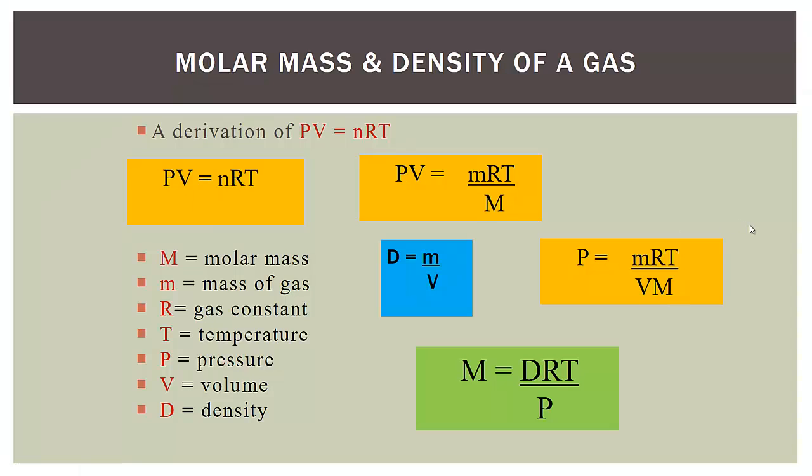So I end up with, and I went ahead and solved for molar mass here and brought pressure over. So your molar mass is equal to your density times your R value times temperature divided by pressure. And we can use this to solve for either the molar mass or the density of a gas, depending on what information we have. So let's try a couple problems real quick.